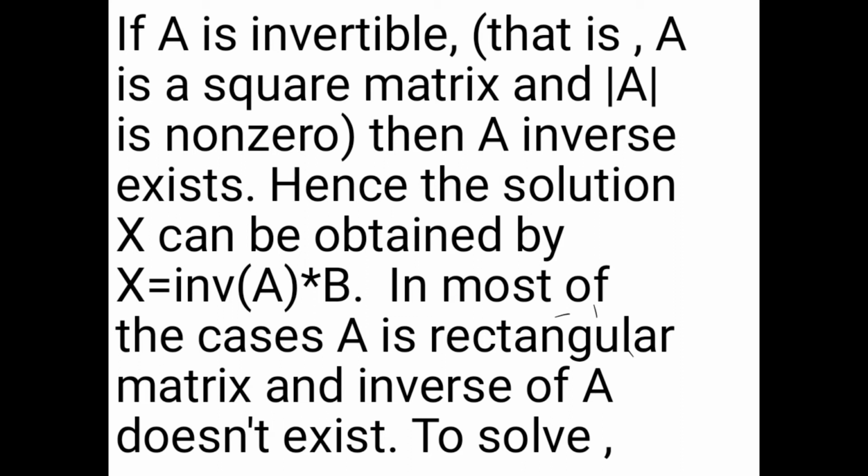If there are m equations in n variables, then the coefficient matrix A is a rectangular matrix of order m cross n. If there are n equations in n variables, that is, the number of equations is equal to the number of variables, then the coefficient matrix A is a square matrix.